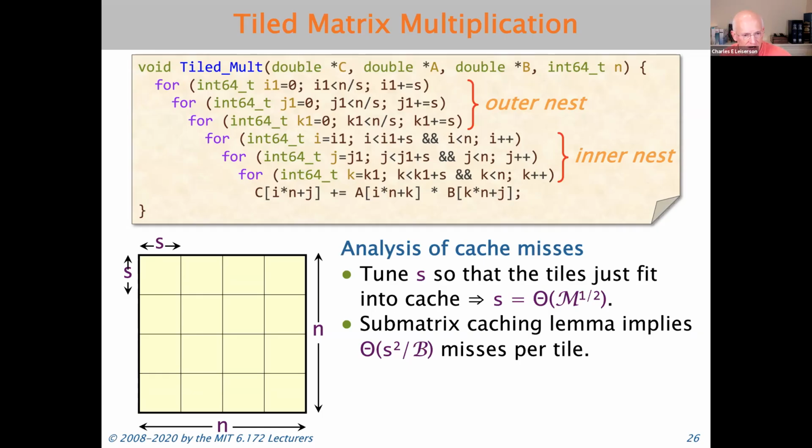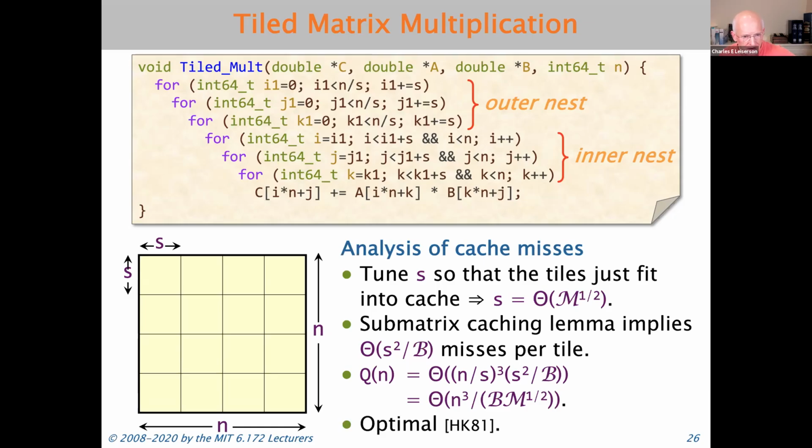When you add it up and count up the cache misses, it ends up being n cubed over B times the square root of M. That's a big improvement. You save a factor of square root of M on the cache misses, and M can be pretty big. So a dramatic reduction by tiling. It turns out this is optimal, as Hong and Kung showed in 1981.